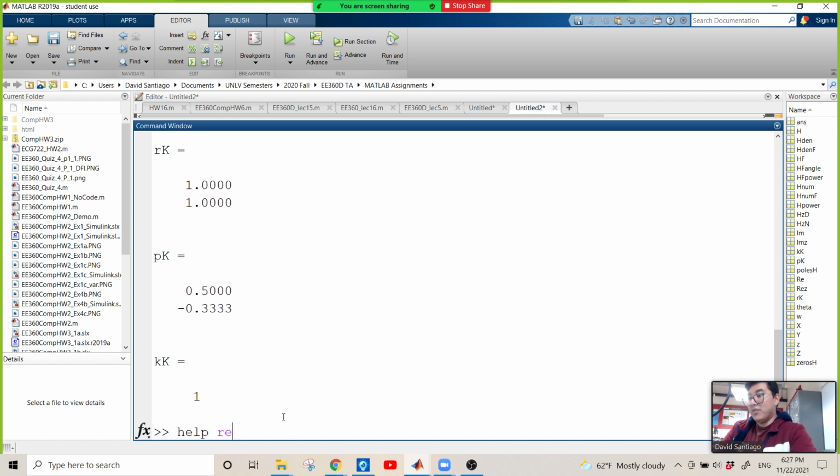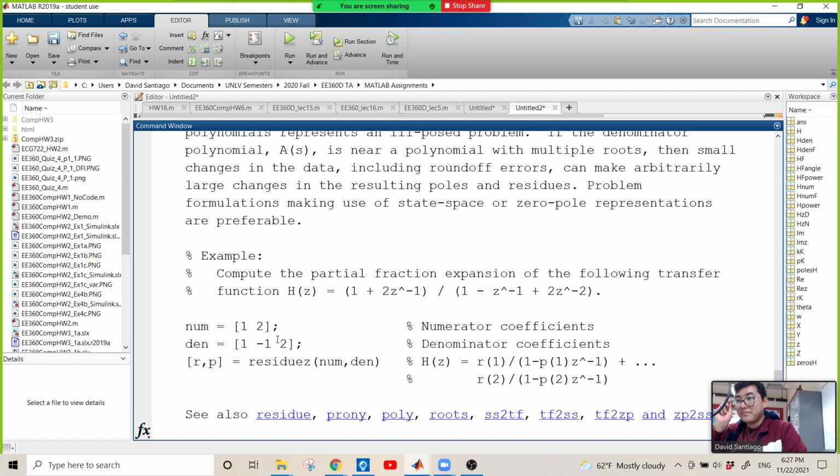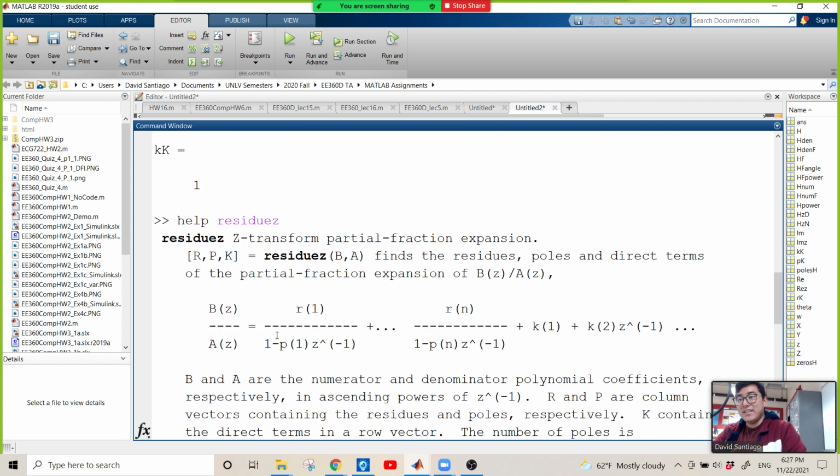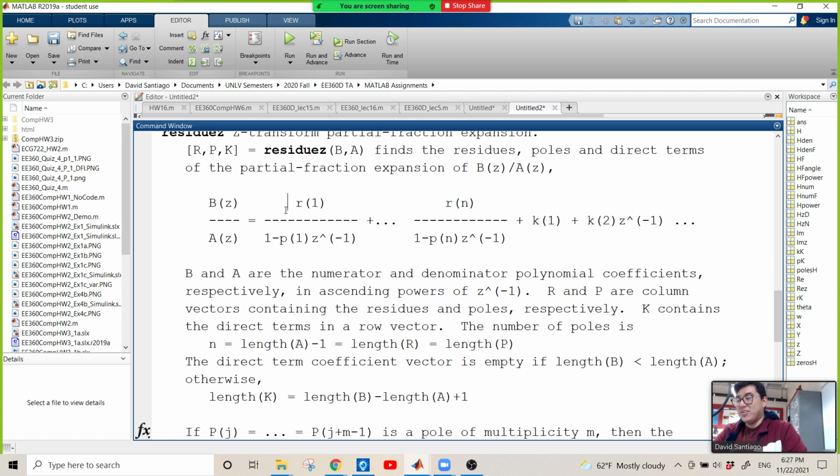Help, residues. And what it's doing is this. Here's your partials, right? Here's a partial, and look at that. That's your delta function, okay? So if you wanted to plot this in the time domain, okay?